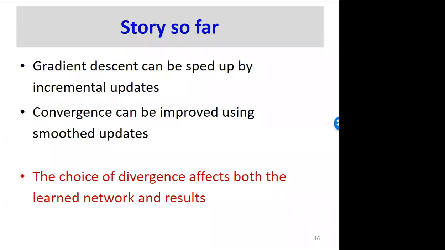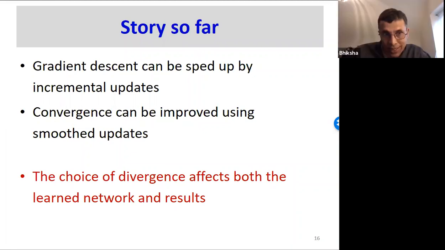Okay, so here's the story so far. Gradient descent can be sped up by incremental updates. Convergence can be improved using smooth updates. And the choice of divergence affects both the learned network and the results. And most interestingly, just because your divergence function is convex with respect to the output of the network does not tell you anything about its behavior with respect to the parameters of the network. So the results can be non-obvious. In the case of a simple sigmoid, the KL is obviously the divergence of choice. One can sort of extrapolate and assume it's going to be that way all the way through.